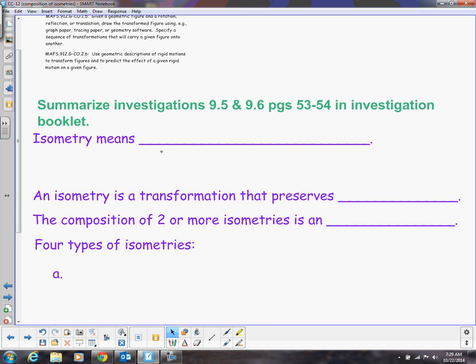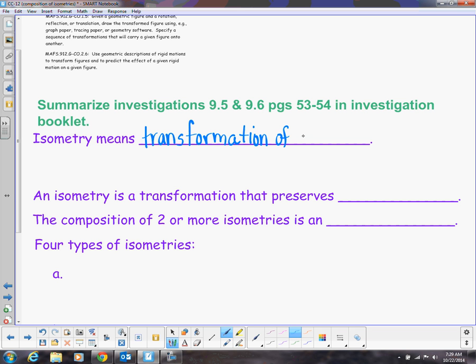And isometry means what? We talked about this a lot. I introduced this word early. Isometry means, what does an isometry do? The transformation of what? What kind of figures? Transformation of, and what's special about the triangles?